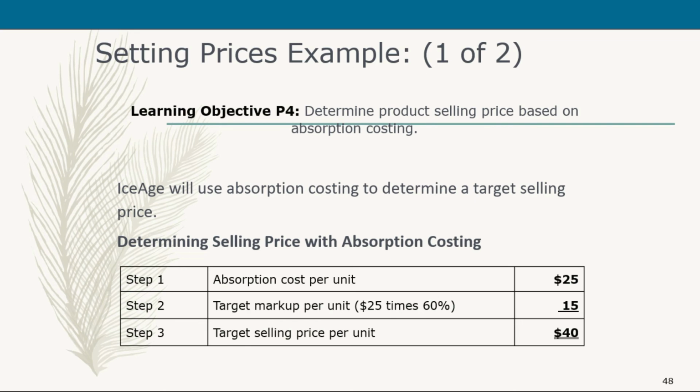We now go to step 3. Now, we are getting your target selling price per unit. In this case, we have an absorption cost per unit of $25 and target markup per unit of $15. It will give us the target selling price per unit of $40 per unit. Okay.